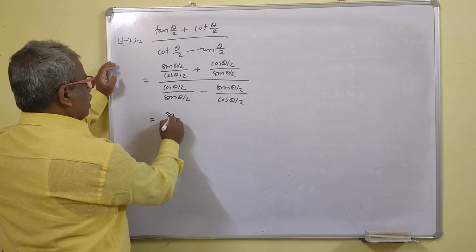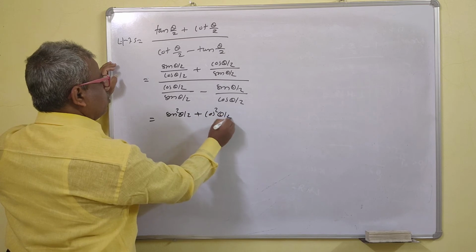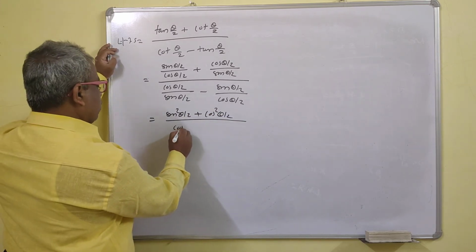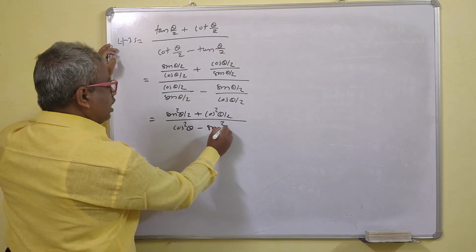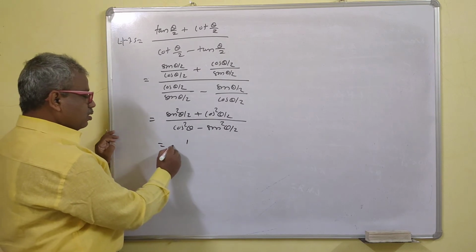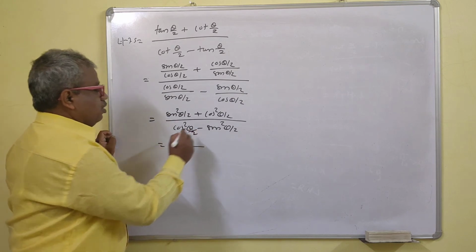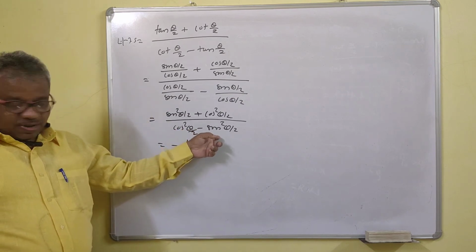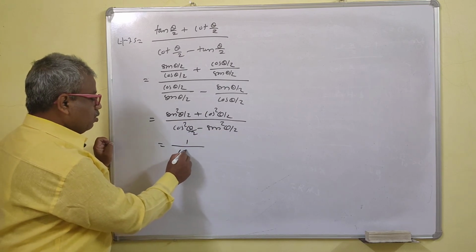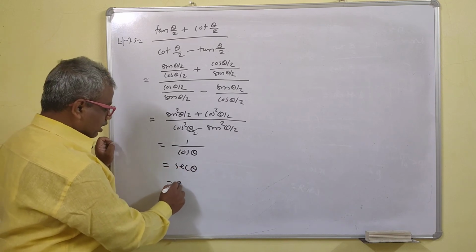So this is sin² θ/2 + cos² θ/2 upon cos² θ/2 − sin² θ/2. Okay, so the numerator will be 1. The denominator, cos² θ/2 − sin² θ/2, is cos θ. So this will be 1 upon cos θ, and this is sec θ. This is your RHS.